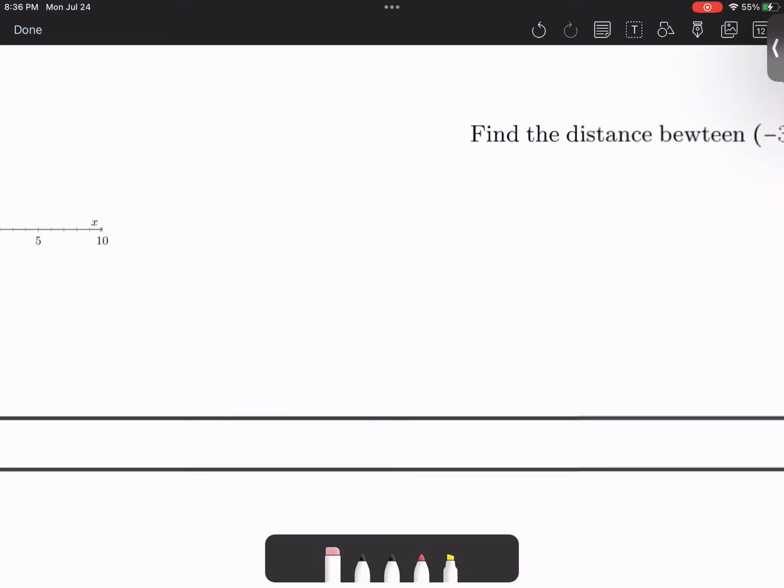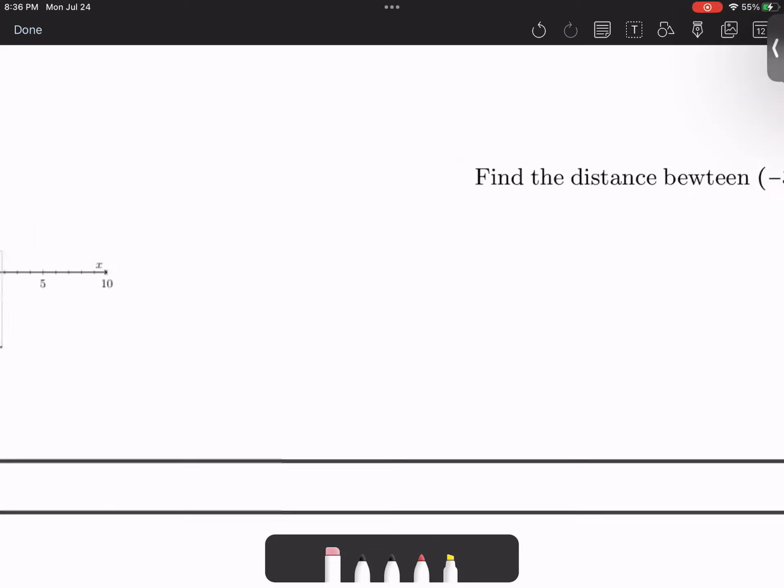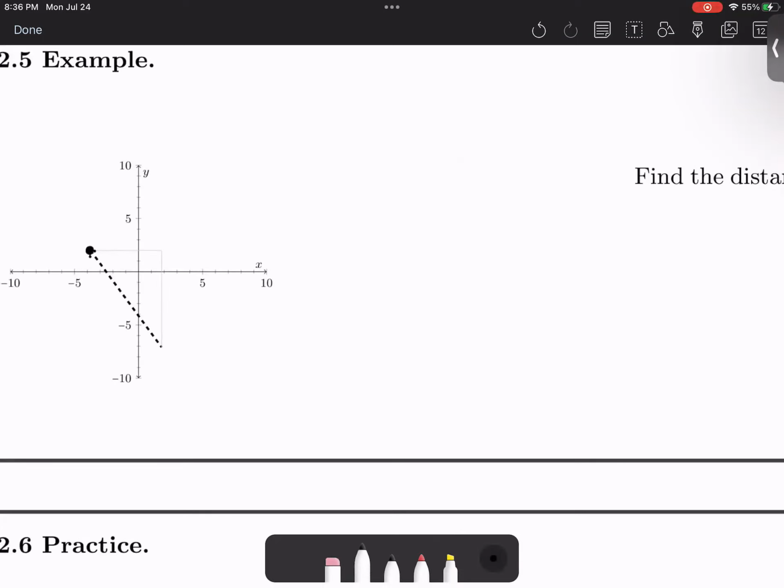And the second point is 1.8 and minus 7.1. So if I go over to the x value of 1.8 and go down minus 7.1, it gives me that point. So the length of the dotted line is what I'm trying to find.